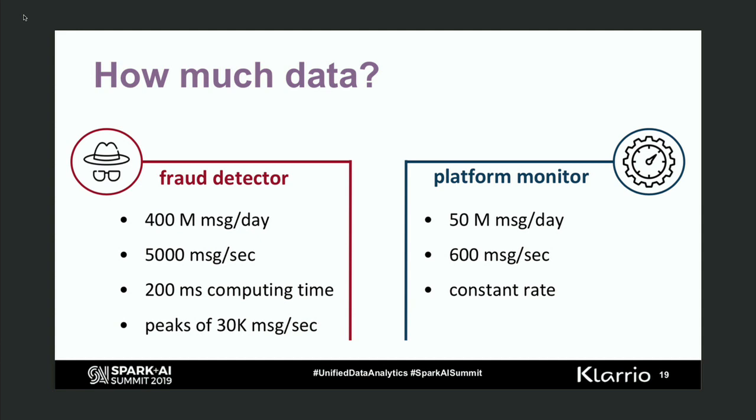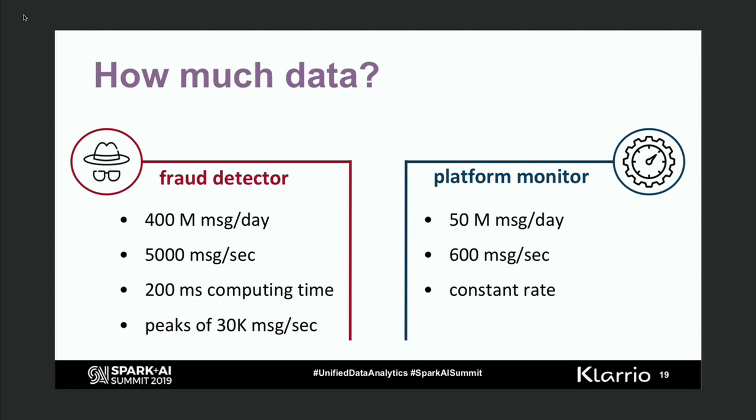So if we look at our 2 use cases, for the fraud detector, we had 400 million messages per day, which is about 5,000 messages per second on average. This is quite some load. This is, for a stream processing job, already quite something to handle. So most people would use a distributed framework for this. Especially since it's possible that we get peaks throughout the day going up to 30,000 messages. So if you need to be able to handle big peak loads and still be able to reach all your SLAs, then distributed systems can definitely help.